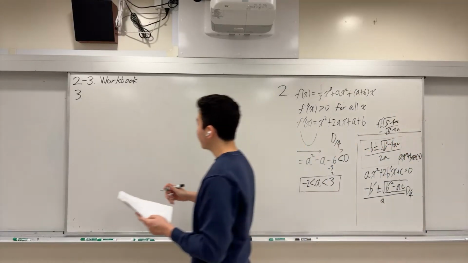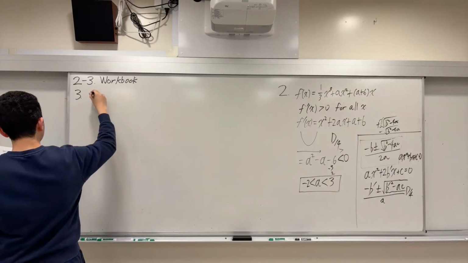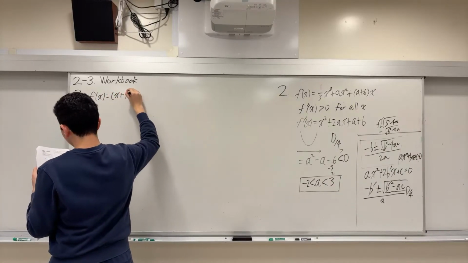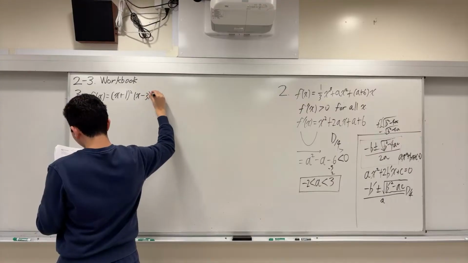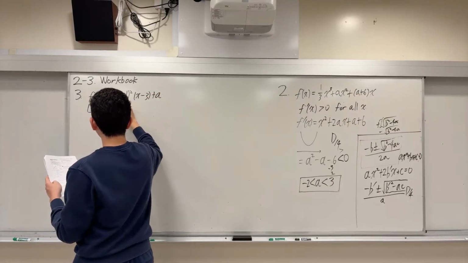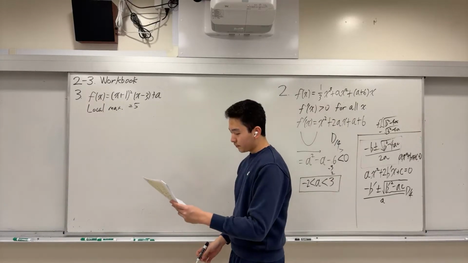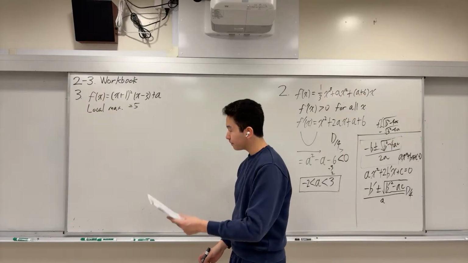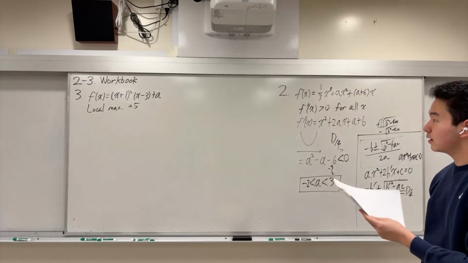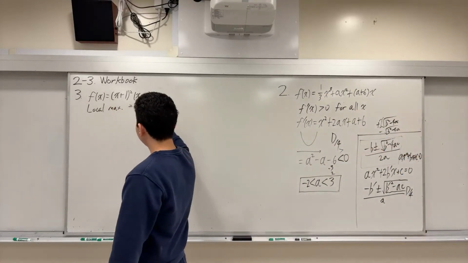Let's try number 5. So now we get to cubic functions. The local maximum value of function f of x equals x plus 1 squared times x minus 3, plus a, is 5. So the local max value is 5. Find the value of a. So here we go. x plus 1 squared times x minus 3 plus a. Now, this setup looks familiar, right?